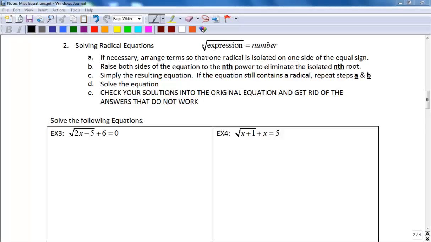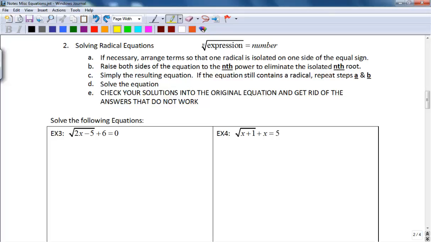Now we're going to look at solving radical equations. Radical equations are expressions that are underneath a radical and they're raised to an nth root, equal to a number. So radical equations are underneath this radical and they're usually raised to some kind of nth root. So let's figure out how to solve radical equations.